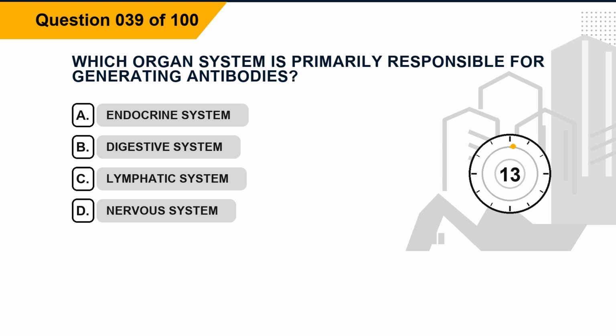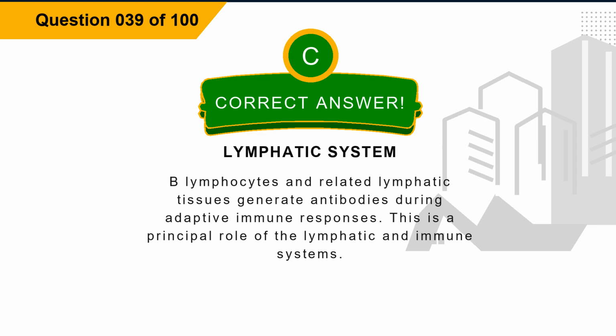Question 39. Which organ system is primarily responsible for generating antibodies? Option A, endocrine system. Option B, digestive system. Option C, lymphatic system. Option D, nervous system. The correct answer is option C, lymphatic system. Explanation. B lymphocytes and related lymphatic tissues generate antibodies during adaptive immune responses. This is a principal role of the lymphatic and immune systems.